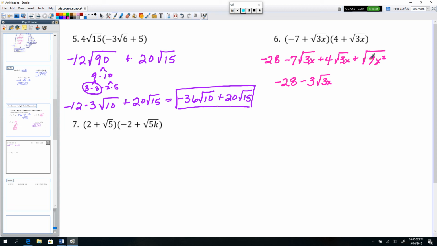And then since 9 and x squared are perfect squares, we will pull both of those out as 3x. There's nothing similar here. 3x and square root of 3x are not the same, so they cannot be combined. So this is our final. And we should actually put an absolute value around that x to be proper.